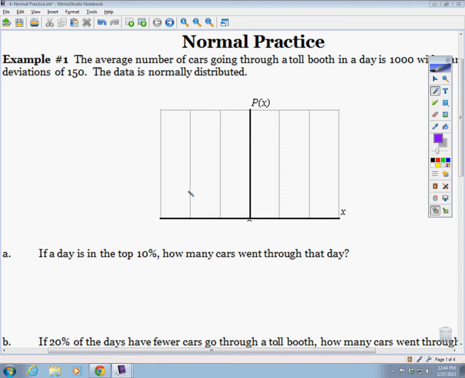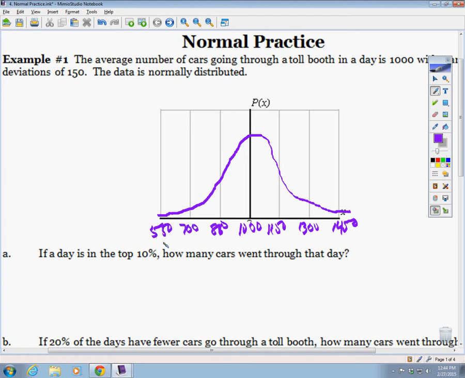All right. The average number of cars going through a toll booth in a day is 1,000 with a standard deviation of 150. The data is normally distributed, so we've got our bell curve. Here it is, and that's a beaut. And again, our mean of 1,000 goes in the middle. Then we've got 1,150, 1,300, 1,450 over there to the right. And below the mean, we've got 850, 700, and 550. All right, now let's use this stuff.